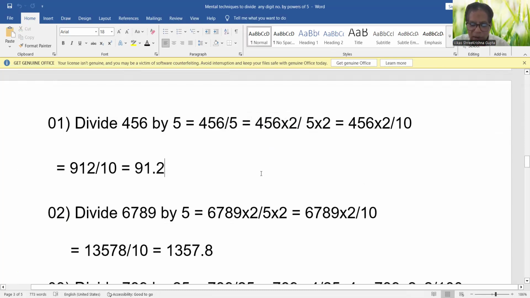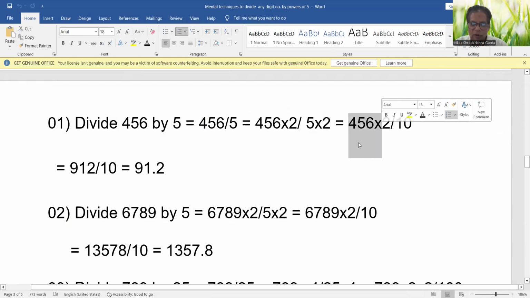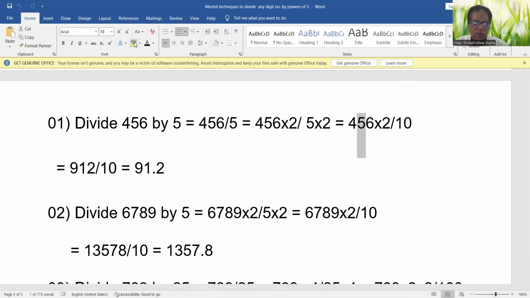Now I told you 1 by 5 is equal to 2 upon 10. It means I have to multiply 456 by 2 and then divide the product by 10. Dividing by 10 means I have to shift the decimal one digit to the left side. So now again, how to multiply 456 by 2? If you go from left to right, 4 into 2 is 8. But before writing 8, I will see the next number, that is 5. It belongs to the carry group. So I will add 1 to the number 8. So 8 plus 1 is 9.